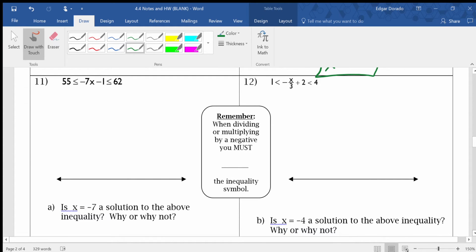We are going to go ahead and try number 11 together, and then I want you guys to do number 12 on your own. So let's go ahead and get started on number 11. First things first, get the x by itself. I'm going to add 1 to all three sides. So I get 56 is less than or equal to negative 7x is less than or equal to 63.